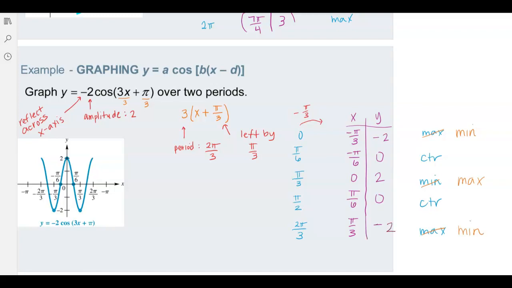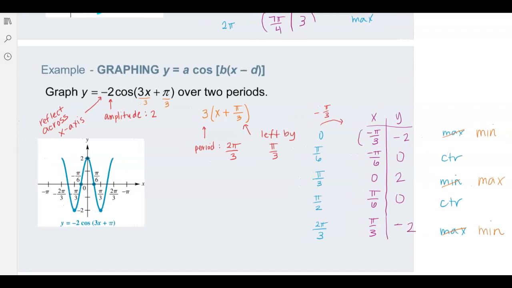Okay. So let's look at where these points are. Negative pi over 3, -2. That's right here. That's our first point. The next one is negative pi over 6, 0. That point is here. Next we have 0, 2. That's here. Then we have pi over 6, 0. And then pi over 3, -2.